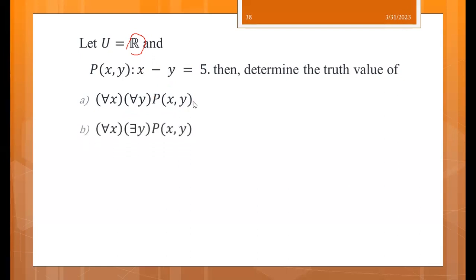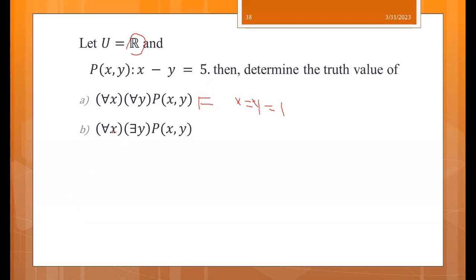The next one is for every x, there exists a corresponding y satisfying the condition of P of x, y. Clearly this is a true statement. That means here the previous one is a false statement. If, as an example, you take x equal to y equal to, for example, 1, 1 minus 1 is 0, which is different from 5, so that this is false.